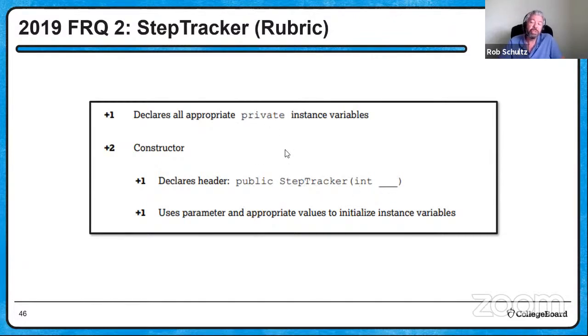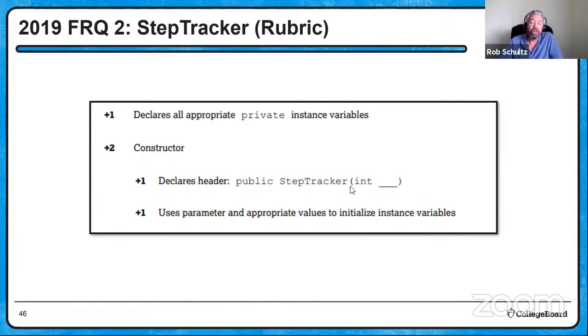As you're looking through these questions, any place you see that the font is different, that's important. That means that's something that specifically has to be there. So as we score this, that's something that the readers are looking for. It means that all those instance variables have to be private in order to earn this point. For the constructor, we have to have a correct header. It has to be public StepTracker.